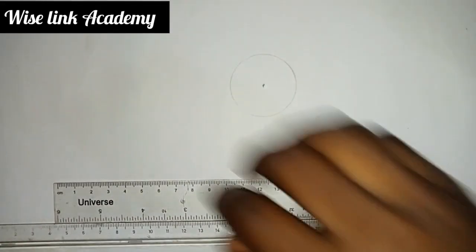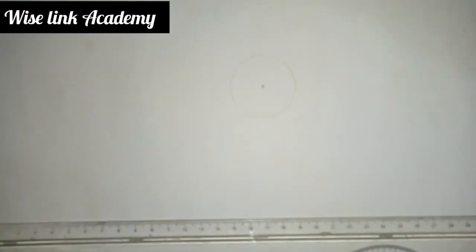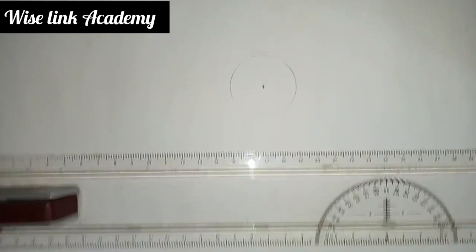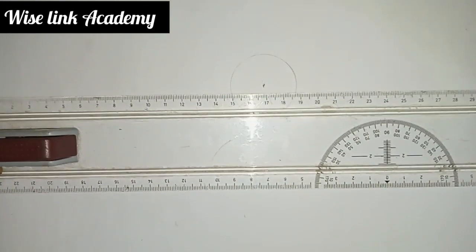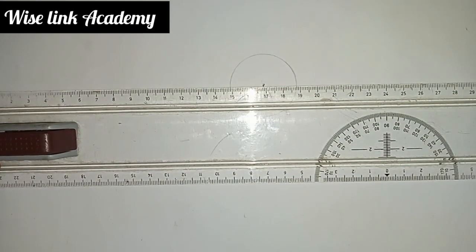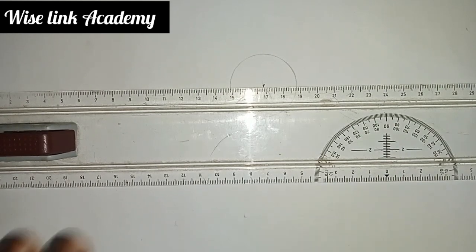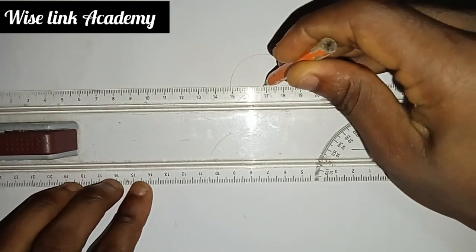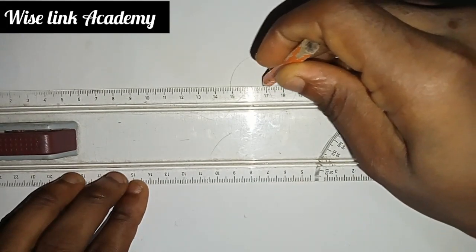So the next thing to do now is what? Take your T-square. Just follow the steps. You understand it? It's very simple. Take your T-square. Can you see my T-square? To the center point, you draw your horizontal line. So take it to there. Draw what? Your horizontal line. Can you see this?